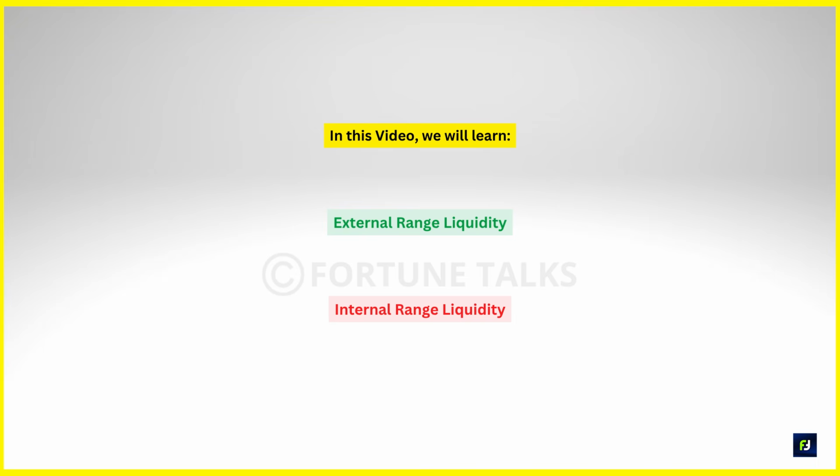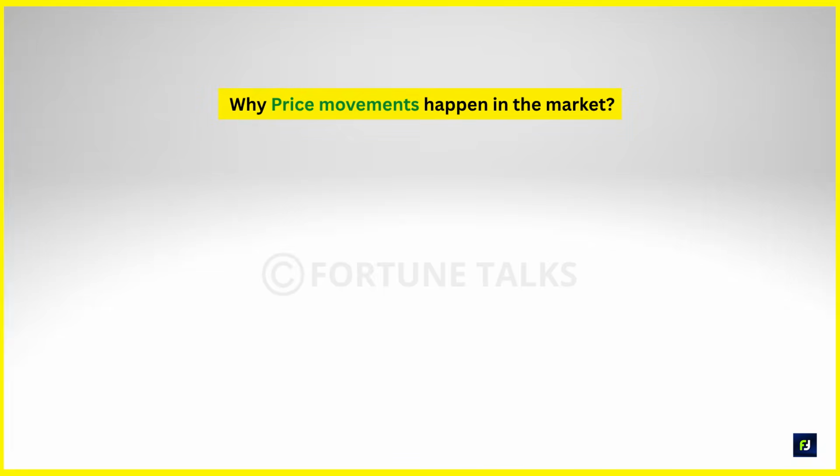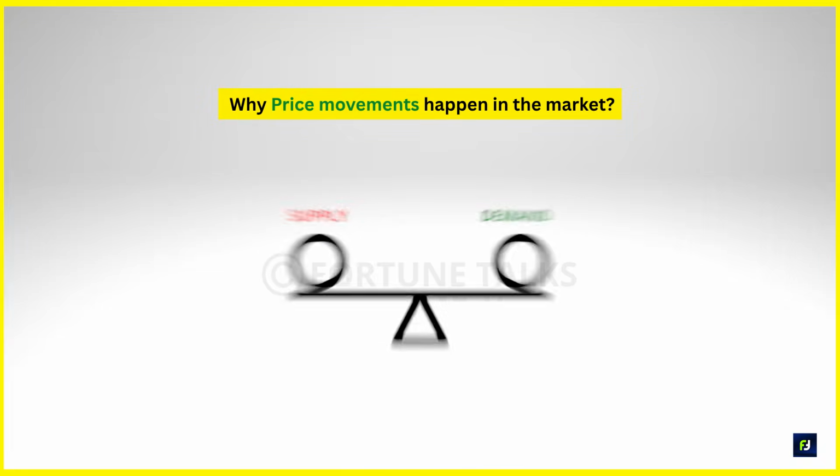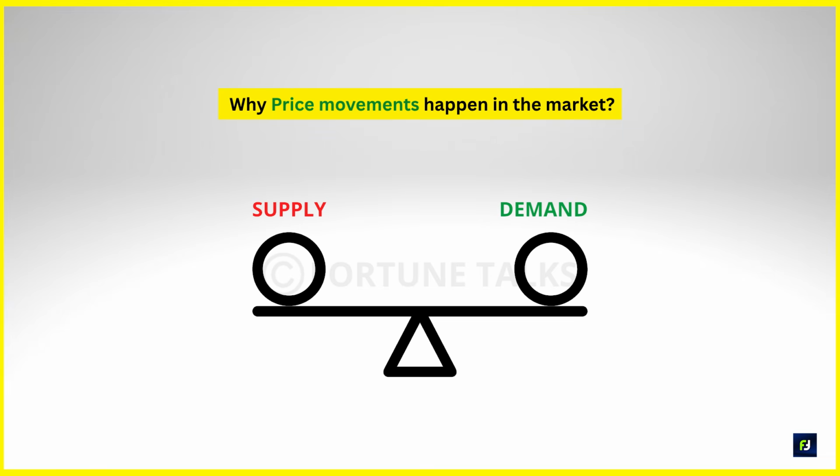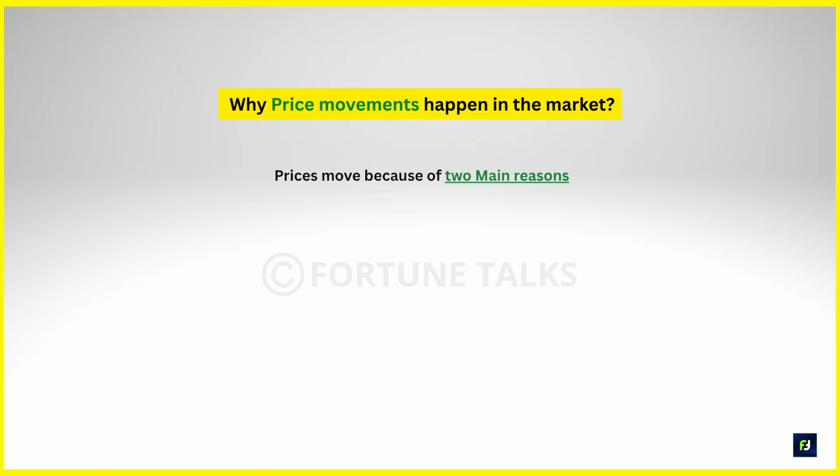Before you learn about anything in the market, you must be familiar with the reason why price movements happen in the market. You could simply say it's because of supply and demand, and you're right. But this is a very vague way of explaining it. You can't really use it to your advantage. Essentially, market price moves because of two main reasons. In fact, price does only two things in the market. It either seeks liquidity or offers fair value.